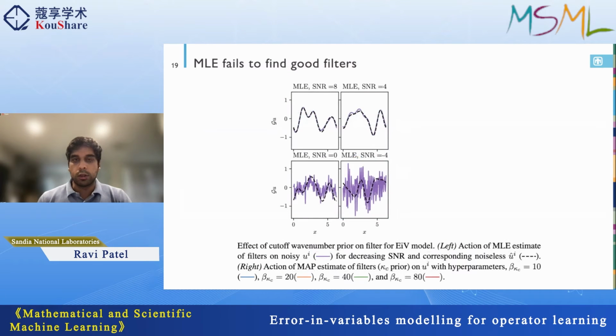So if we look closer at what our minimization has found, we find that maximum likelihood estimation failed to find reasonable filters. For these lower signal to noise ratios, our low pass filter actually doesn't do any filtering at all. It just returns the function as is.